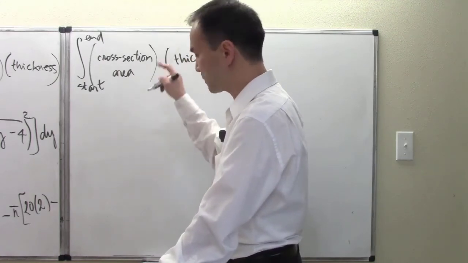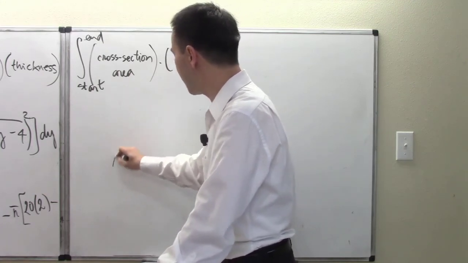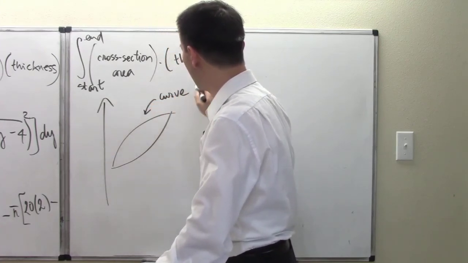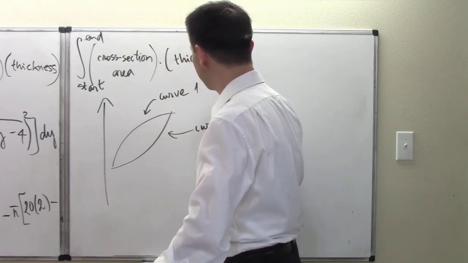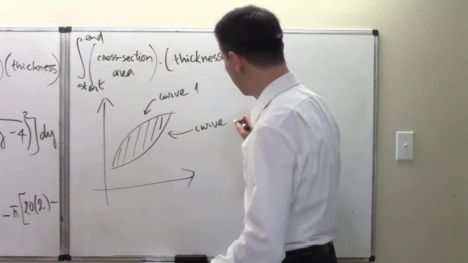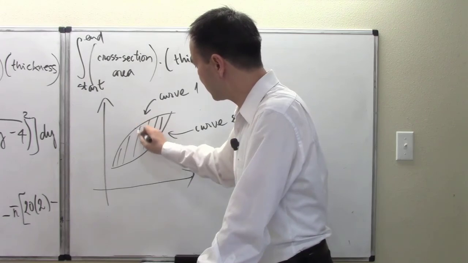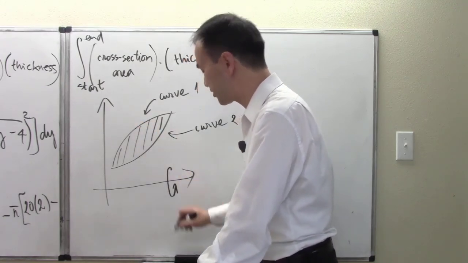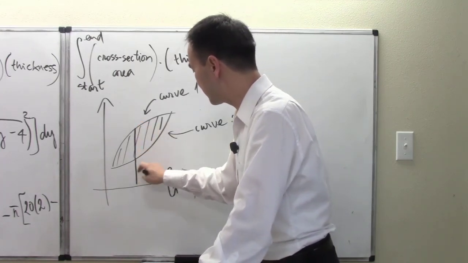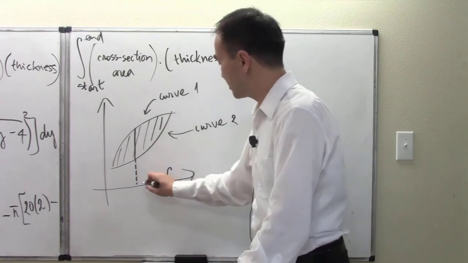But here, specifically for the washer method, in the case where the region has a curve, this is curve one, and then there is curve two, that defines a region. I select the simplest case again. Curve one and curve two, whatever. Now if the problem is asking us to rotate the region around the x-axis, just like that, then some part of the stripe, I'm going to dot that part of the area of the stripe, is outside of the region.